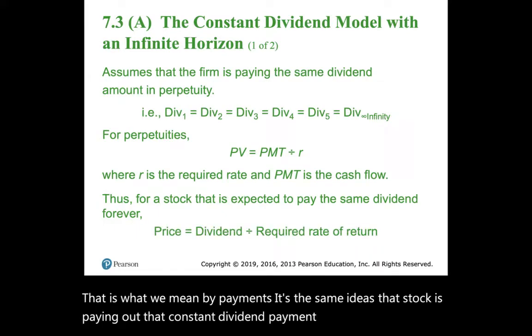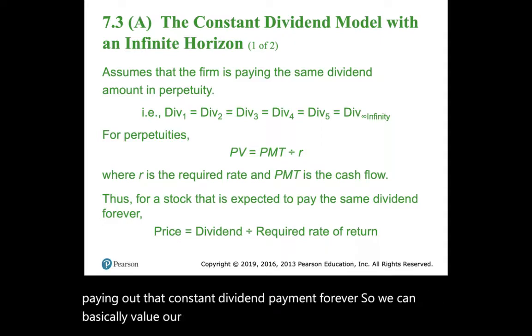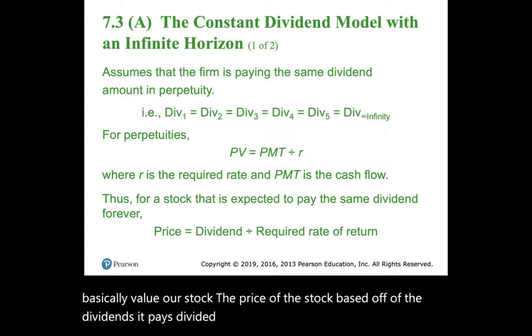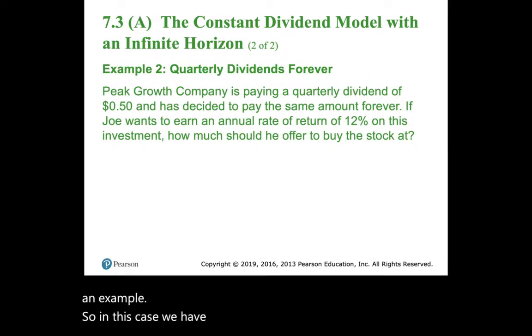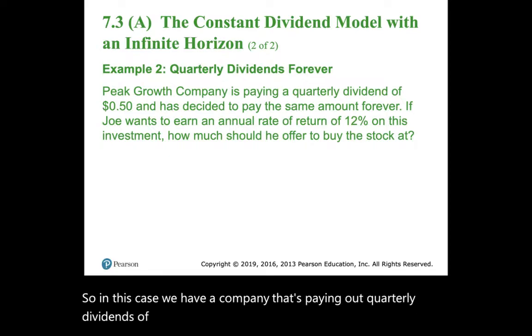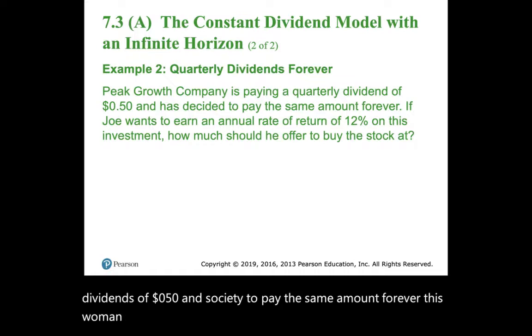So we can basically value our stock, the price of the stock, based off of the dividends it pays divided by the required rate of return. Well, let's look at an example. In this case, we have a company that's paying out quarterly dividends of 50 cents and it's decided to pay the same amount forever. This is what I mean by constant payment.